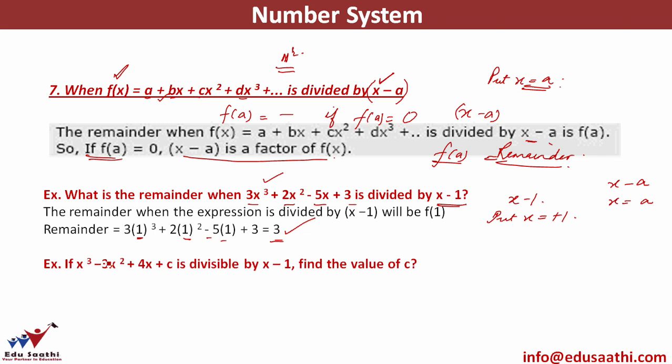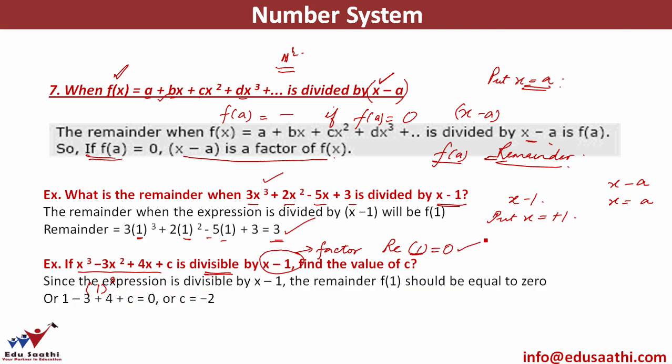Let's look at another question. This is the question and it is saying it is divisible by. Divisible means this is a factor. A factor gives a remainder of 0. That means when I fill the value of the function at 1, the answer should be 0. So f(1) should be equal to 0. 1 minus 3 plus 4 plus c is equal to 0. The value of c that you end up with is minus 2.